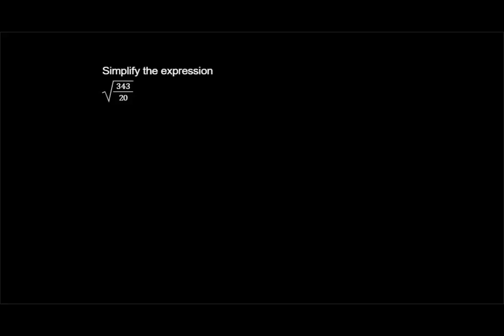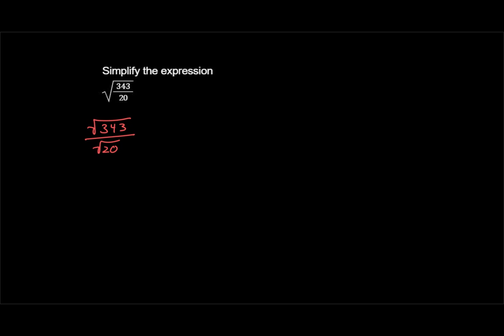Now, in this example, we're going to be simplifying this expression, and there's a number of approaches we could take. But since the radical is around the whole thing, I'm going to start by writing it as 2 separate radicals. The square root of the top, 343, divided by the square root of the bottom, which is 20. In some cases, you may be able to reduce the fraction underneath the radical, and that can help make the problem a little bit simpler. In this case, we can't reduce it, so I'm just jumping over that.